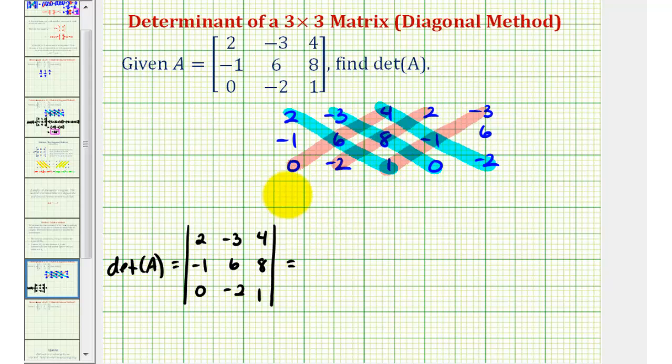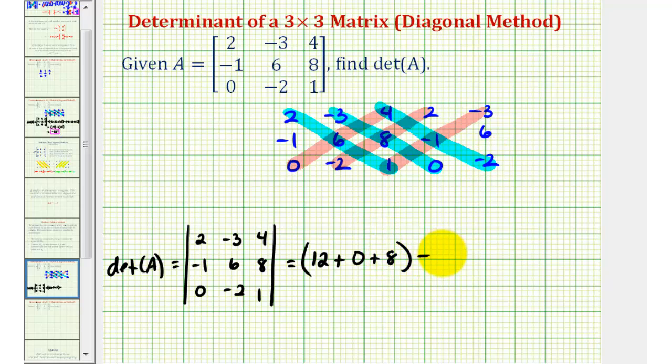So again, we start with the sum of the product of the blue diagonals, or the diagonals from the upper left to the lower right. So we'd have 2 times 6 times 1, that's 12, plus -3 times 8 times 0, that's 0, plus 4 times -1 times -2, that's positive 8.